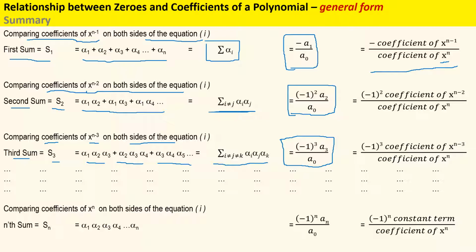But what will be the general nth sum here? Let's find that out by comparing the coefficients of x raised to power 0 on both sides of the equation 1. The nth sum Sn will be equal to alpha 1 alpha 2 alpha 3 multiplied up to alpha n, and this sum will be equal to minus 1 raised to power n an divided by a0, which is equal to minus 1 raised to power n times the constant term divided by the coefficient of x raised to power n.